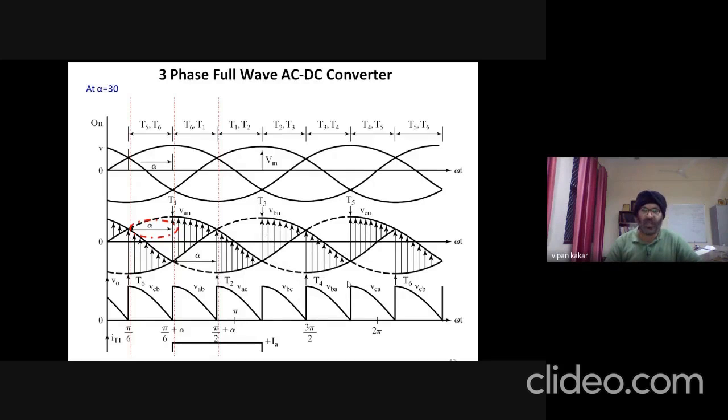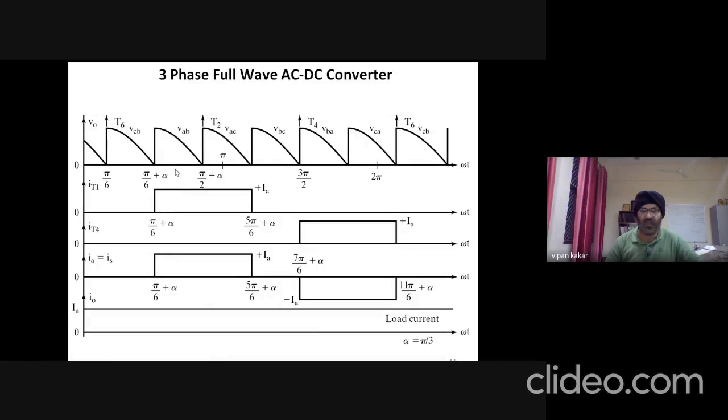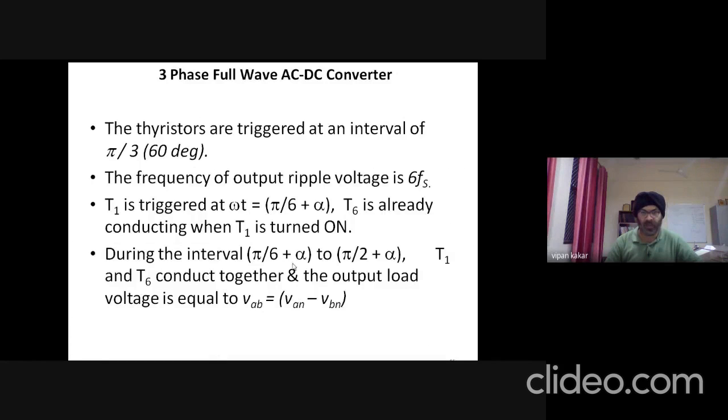So just by changing the angle alpha, we can change the average output. So just by changing the value of alpha, we can change VAB, which is VAN minus VBN.